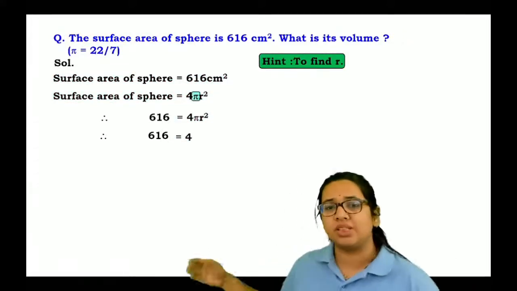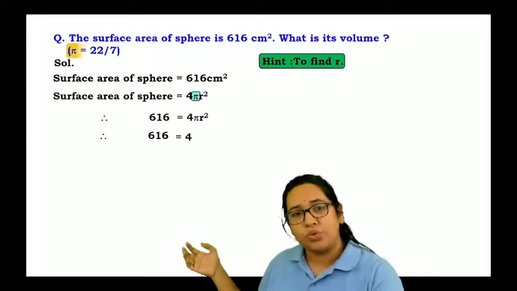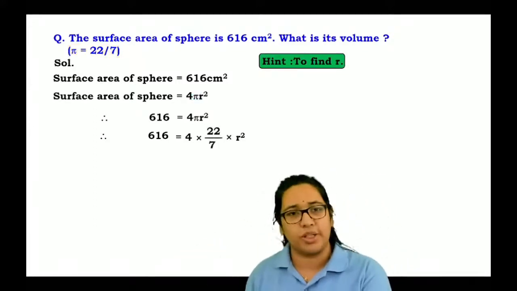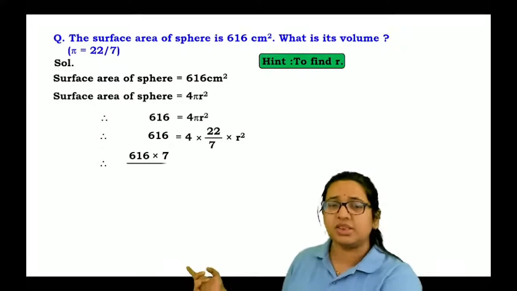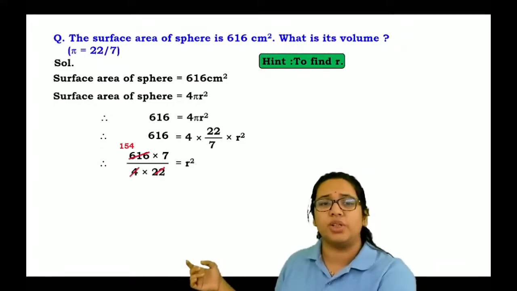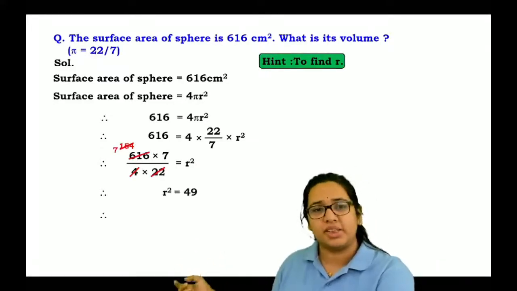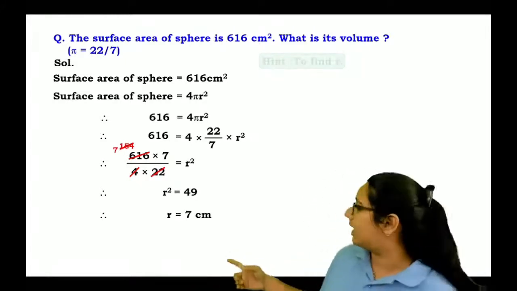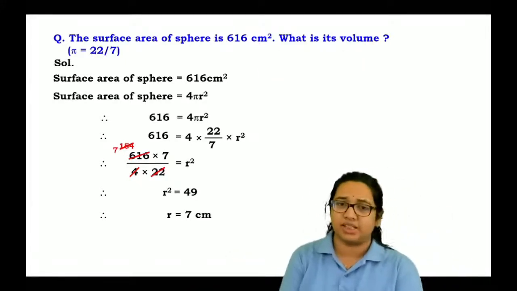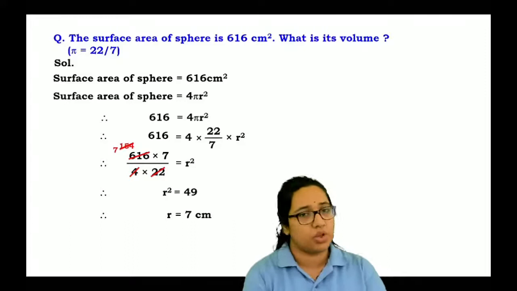See, 616 is the same as 4 times pi r square. Hence, the value of r square will be something like this. You will get r square as 49. So obviously r is found by taking the square root on both sides.